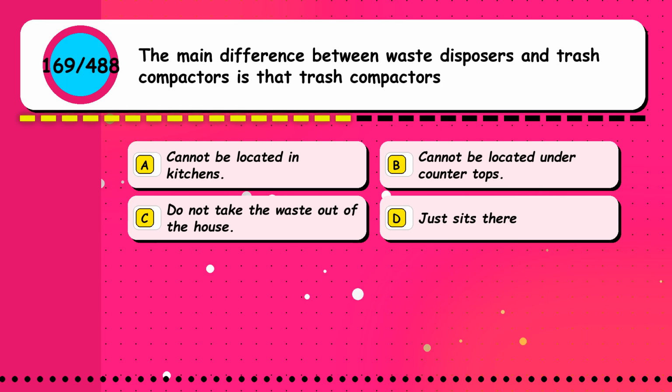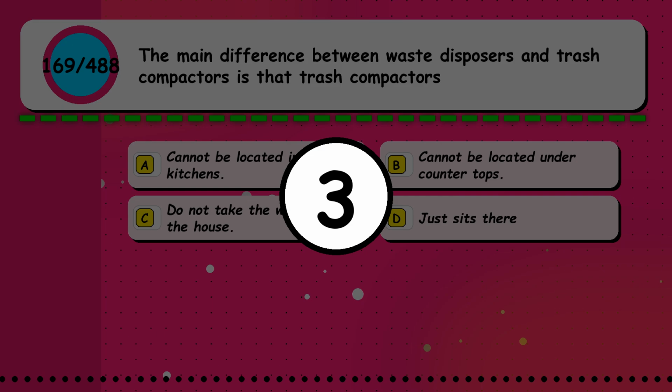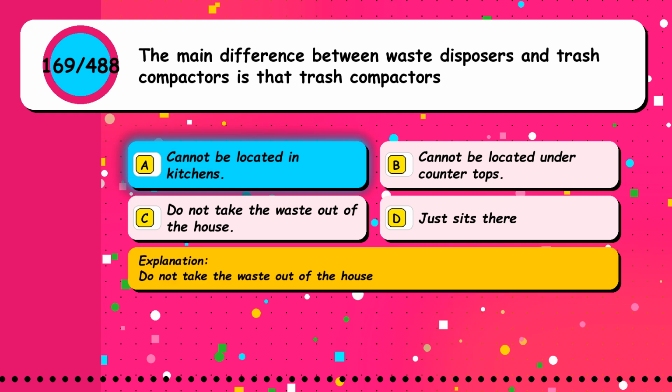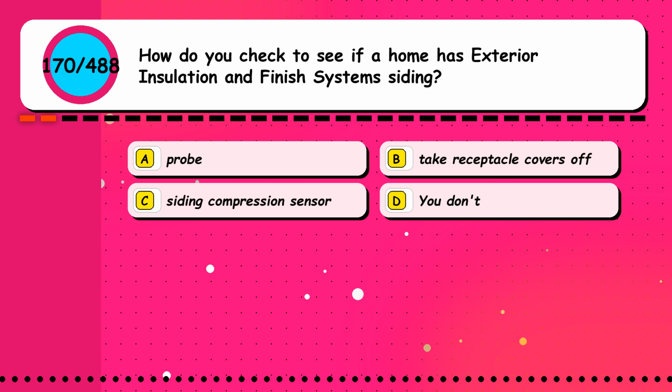Option A, cannot be located in kitchens. Option B, cannot be located under countertops. Option C, do not take the waste out of the house. Option D, just sits there. The correct answer is option C, do not take the waste out of the house. Question 170. How do you check to see if a home has exterior insulation and finish system siding?